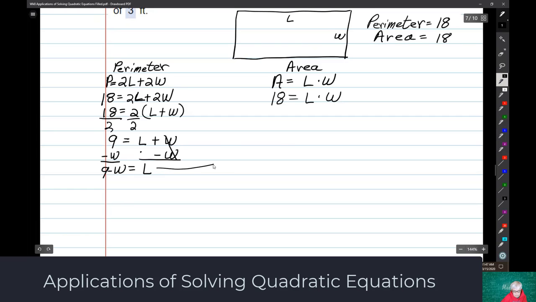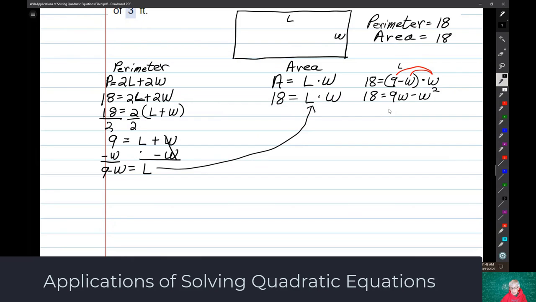Then, if L equals 9 minus W, I'll put it in here. And so I will have 18 equals parentheses 9 minus W, that's the length, times the width. And then I will distribute the W into the parentheses. So that will give me 18 equals 9W minus W squared. Now, let me turn this around the right way first. 18 equals negative W squared plus 9W.